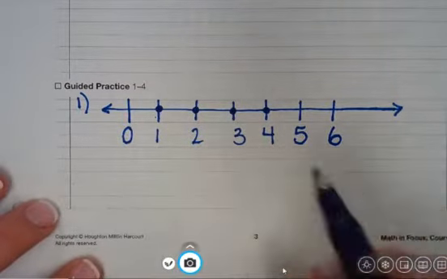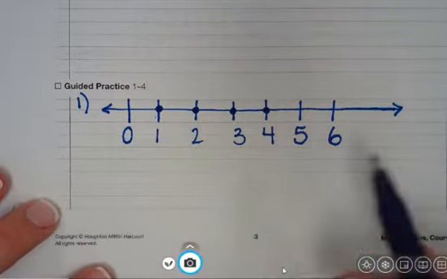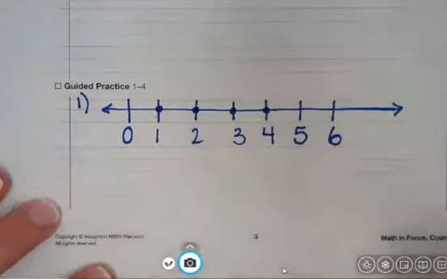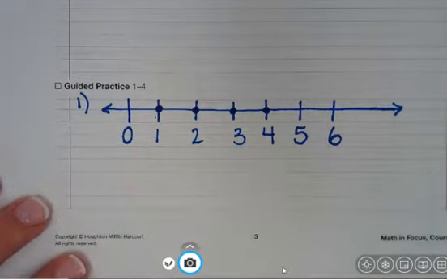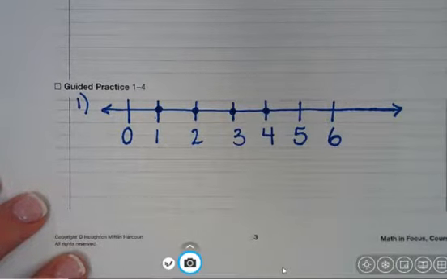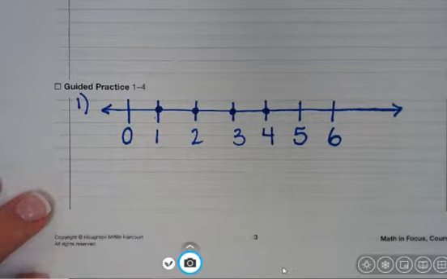So again, if you need more help on that one, you can do the Learn section and walk yourself through a little bit more of a step-by-step process on that section. So you can find that in your book in lesson 1. And then we're going to represent fractions, mixed numbers, and decimals on a number line.